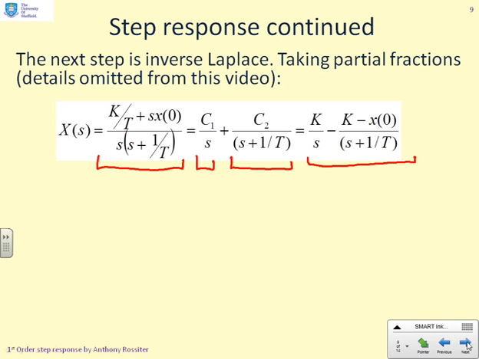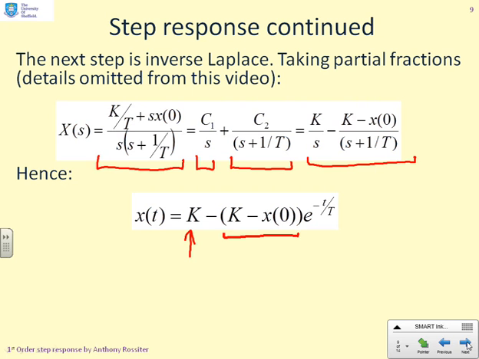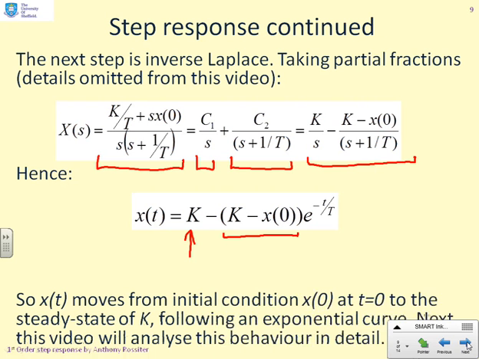So I've not derived that formally. If you want to do the partial fractions in full, please look at the other video and that will show you how to prove that this is true. Having done the partial fractions, you can of course now solve by inspection. The inverse Laplace of k over s is just k, and the inverse Laplace of k minus x0 over s plus 1 over t is here, k minus x of 0 times e to the minus t over t. And you will notice this is unsurprisingly the same solution as the one you had before.